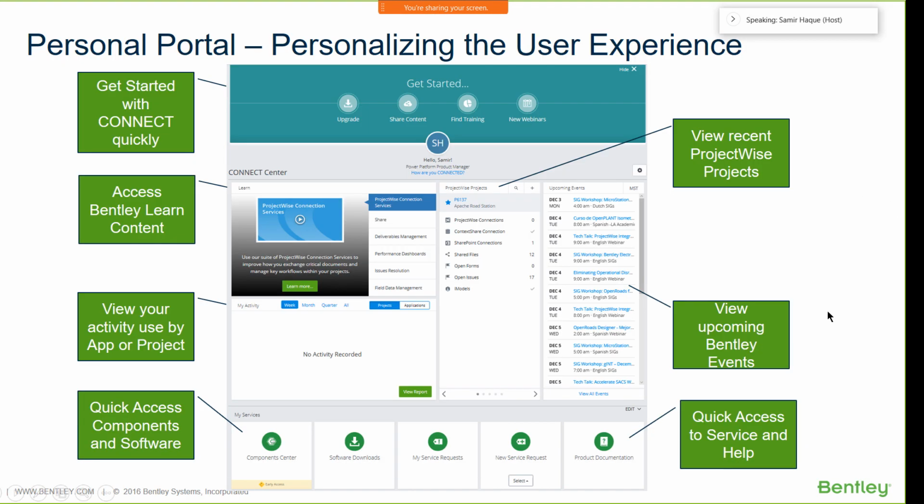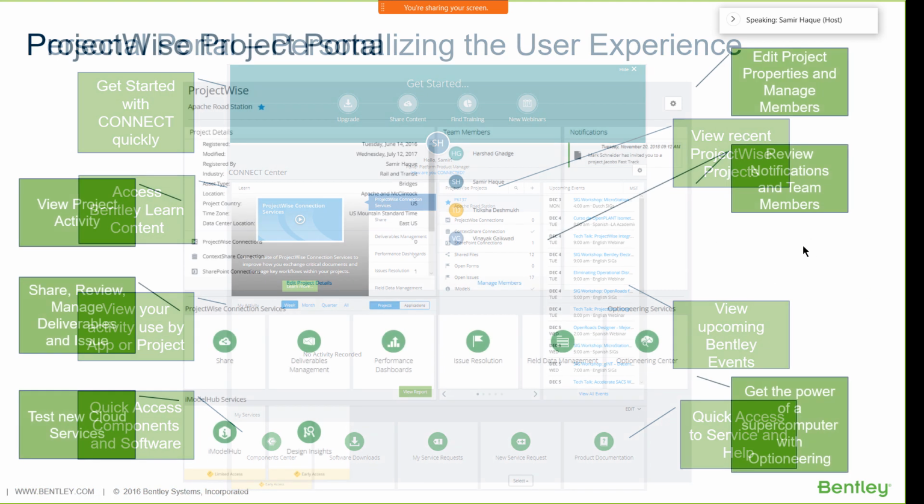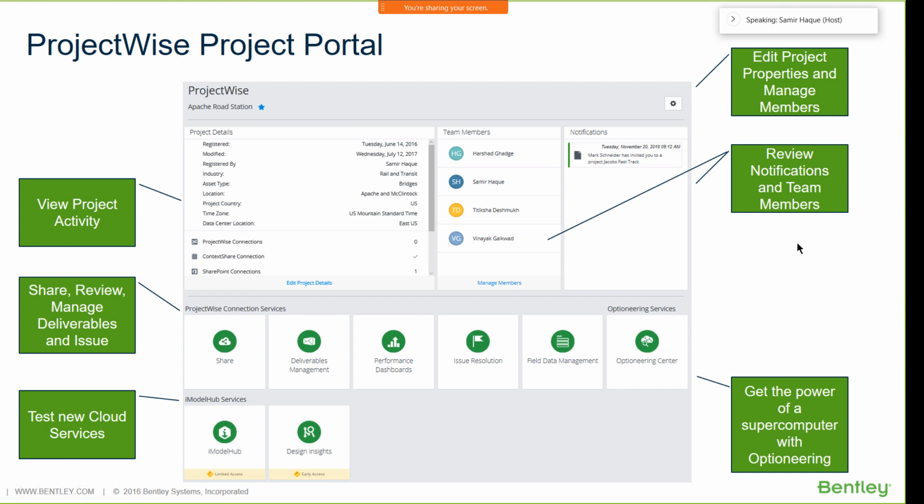So the personal experience, really, you can edit a few things here as well and make a few changes, but for the most part, it works out pretty well for most folks. When you go into the project portal, you start to see project activity. So here you can see when the project was registered, when the last modifications were made, what type of metadata is associated with this project. There are also your ability to manage team members of who's involved in this project. All the notifications that you might be seeing in relation to this project start to show up. In addition, you might also turn on notifications for other Connect activities. And then specifically for this project, there's a lot of ProjectWise connection services that we provide.